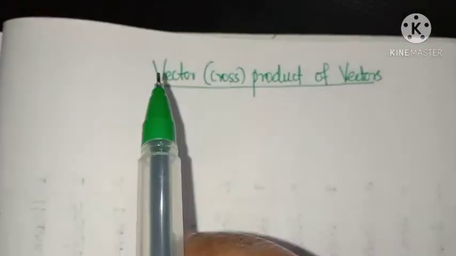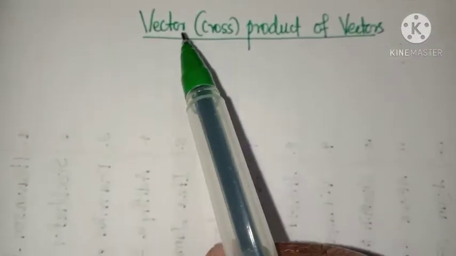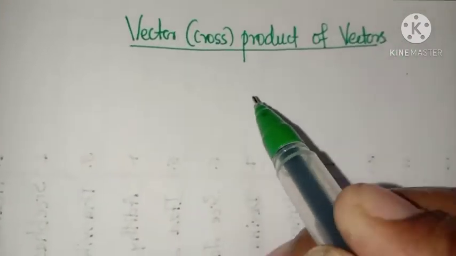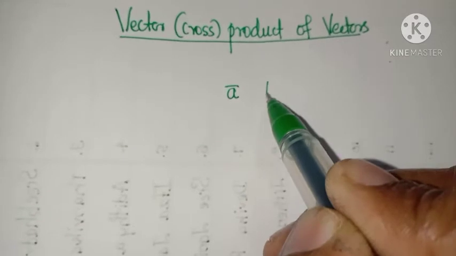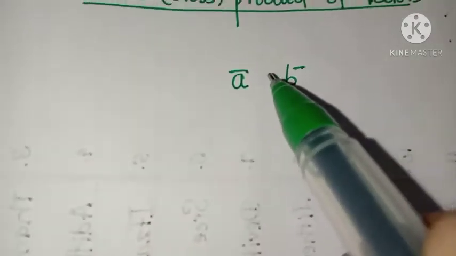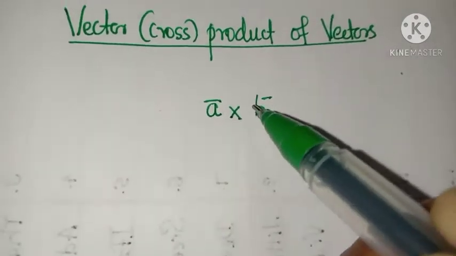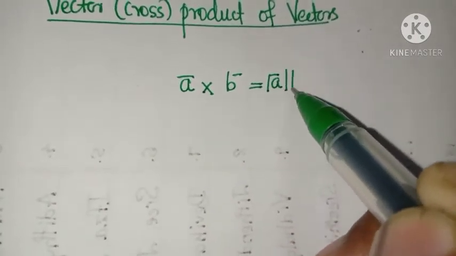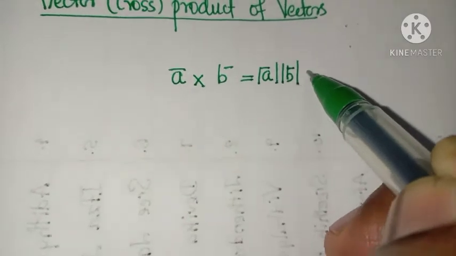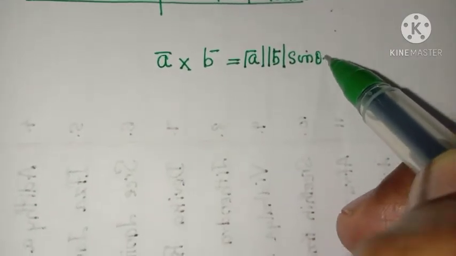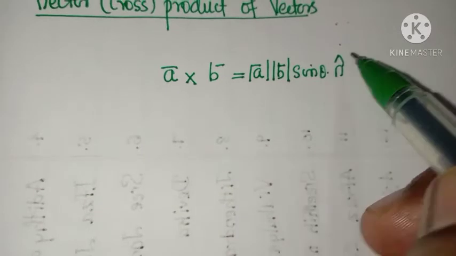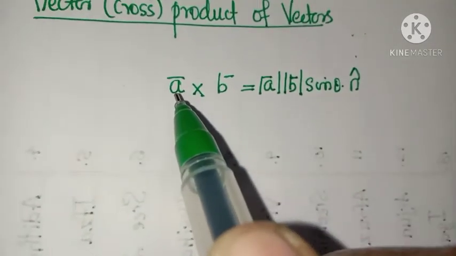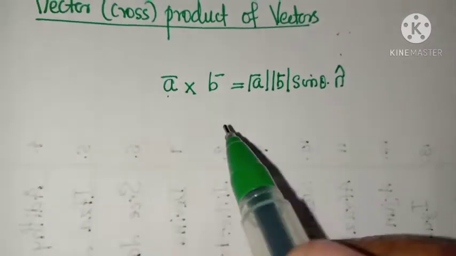In this session, we are going to discuss the vector product or cross product of vectors. Suppose we have two vectors, vector A and vector B. Then we can define the product of these two vectors as the cross product. It is defined as magnitude of vector A into magnitude of vector B into sine theta into unit vector n. This unit vector n is perpendicular to both vector A and vector B.